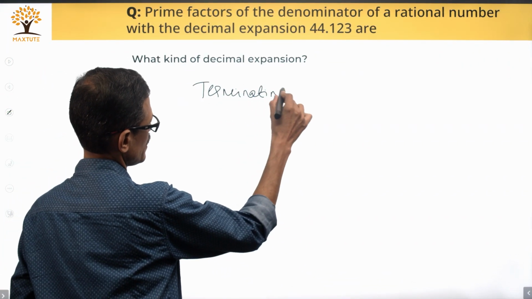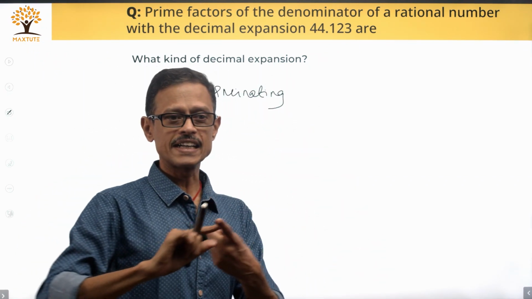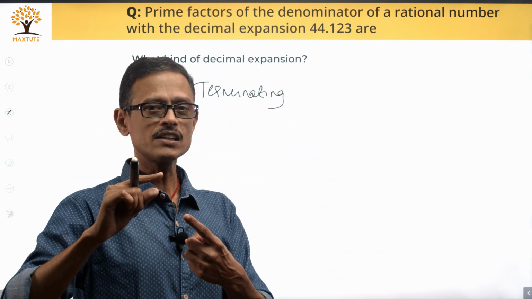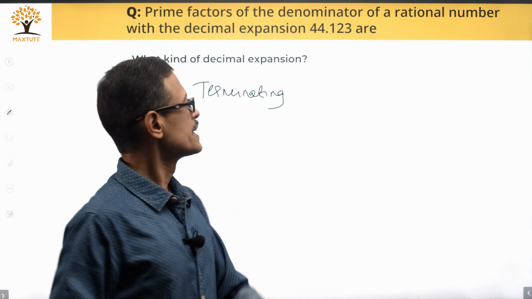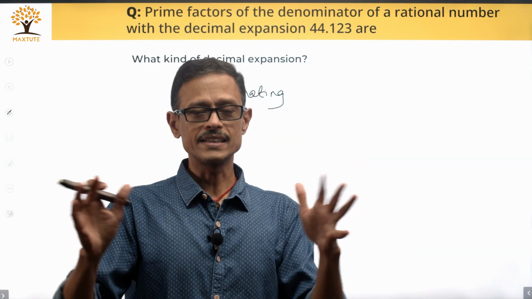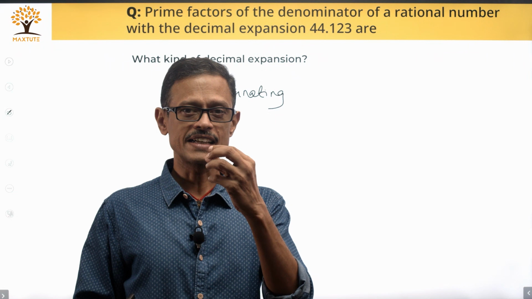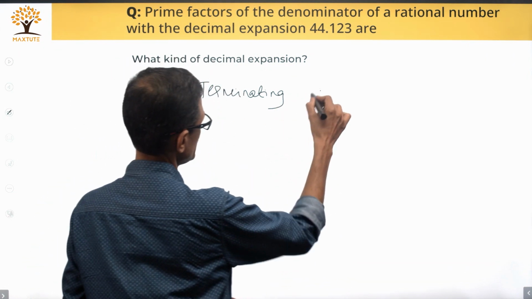We have said it's a rational number, so it is either a terminating decimal or it's going to be a non-terminating but recurring decimal. It is 44.123, that's very explicitly given. So essentially it is terminating. So what we have is a terminating decimal.